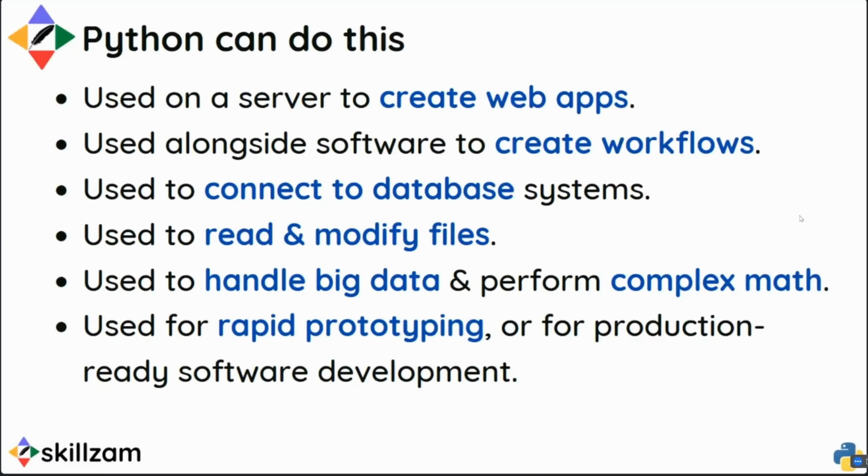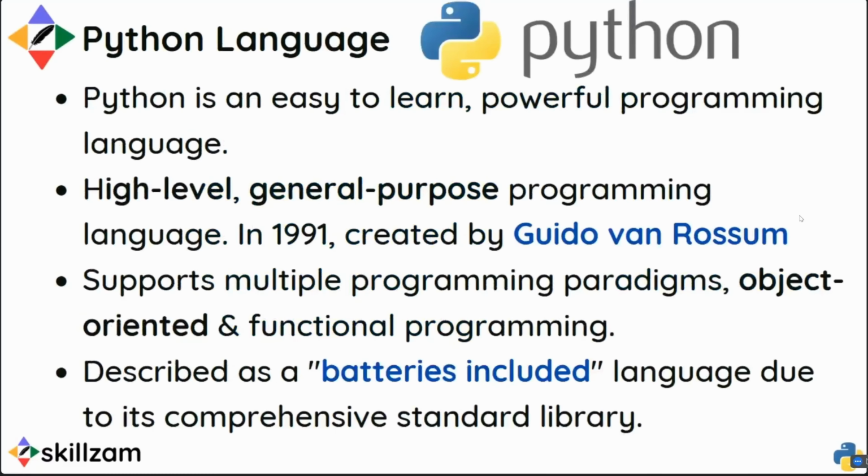All right, so with that being said, what is Python all about? Python is an easy to learn and powerful programming language. Basically, it's a high-level and general purpose programming language. If you look at a brief history of Python, it dates back to 1991, when Guido van Rossum, the creator of the Python programming language, first released it.